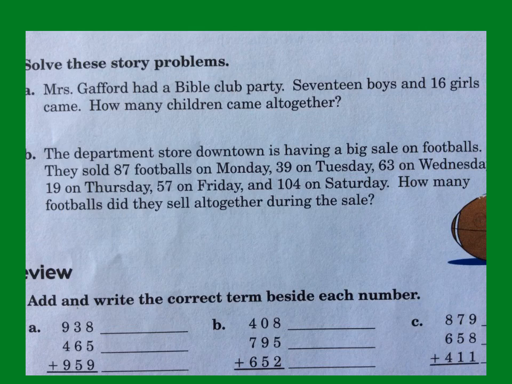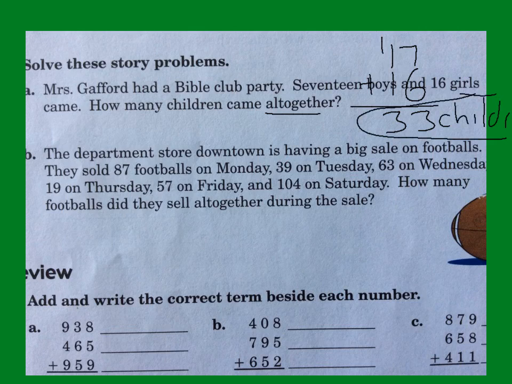Number 5. It says Miss Gafford had a Bible club party. 17 boys and 16 girls came. How many children came altogether? When we see the word altogether, we know we need to add. And so we're adding the two numbers that we have here, 17 and 16. Seven plus 6 is 13. Carry the 1. 1 plus 1 plus 1 is 3. So our answer is 31 children. I said 31, it's 33. 33 children.